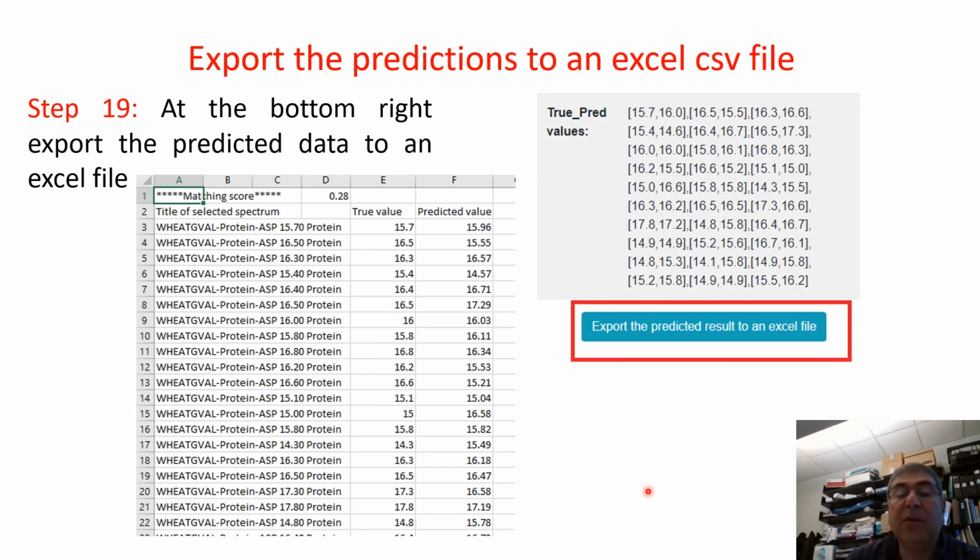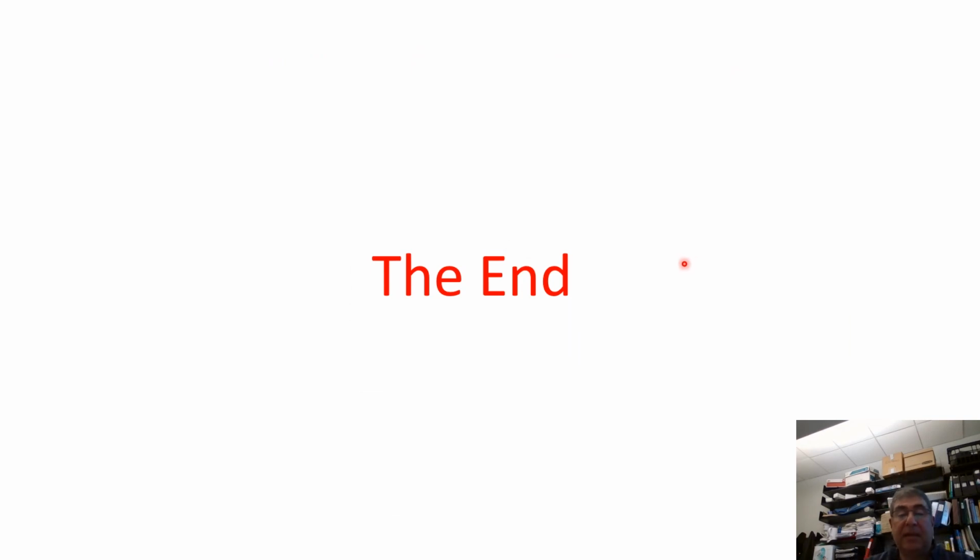And you can also export the data. At the bottom right, there is a tab called Export the Predictive Result to an Excel file. And if you click on it, it will send it to a .csv file. You have your true values and your predicted values there. And this brings us to the end.